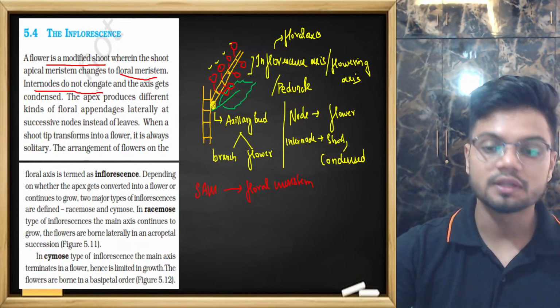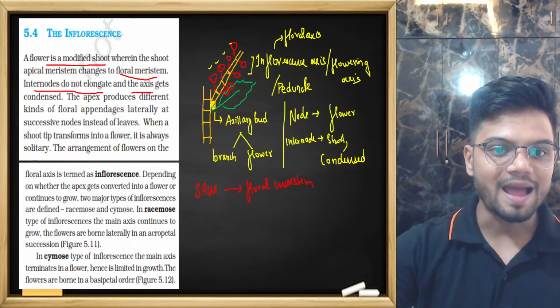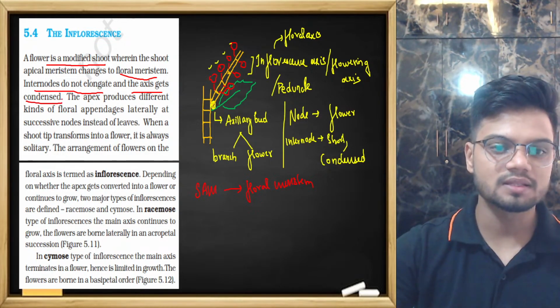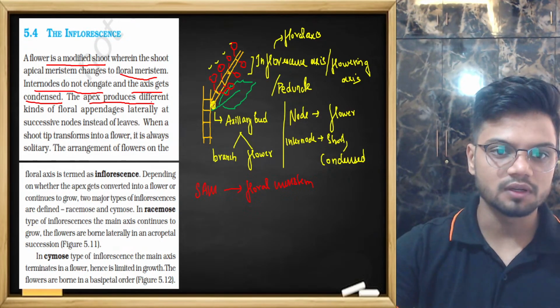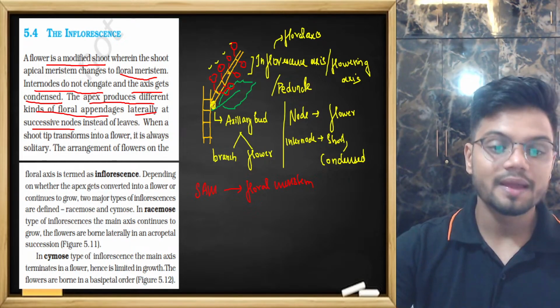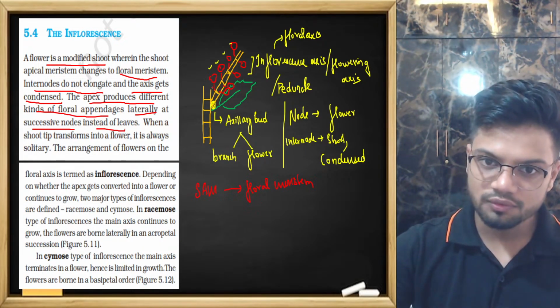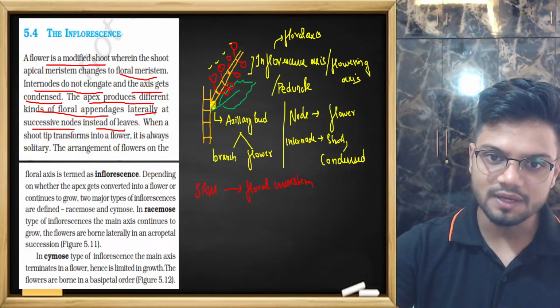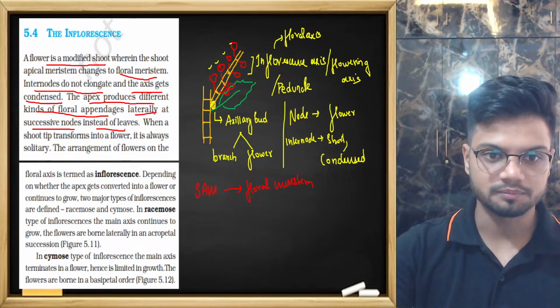Internodes do not elongate, it gets condensed, and the axis gets condensed. The apex produces different kinds of floral appendages laterally at successive nodes instead of leaf. So instead of leaves, what do we have now, friends? Instead of leaves at the nodal regions, we have a flower development.